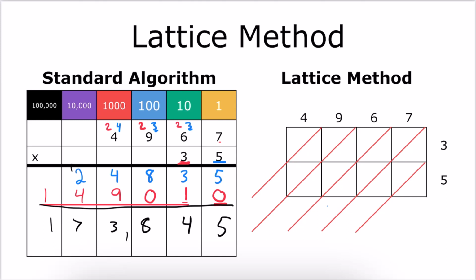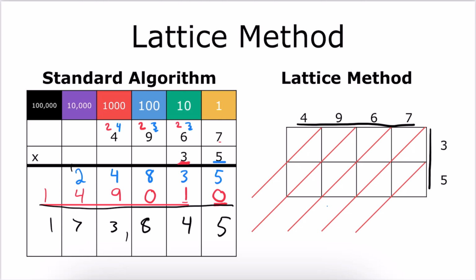So the way that the lattice method works is you write out the numbers you want to multiply on the sides of a box, and then you draw diagonal lines through the box to make it so each box has 2 parts. And then you fill in those boxes by multiplying the row and the column numbers together.